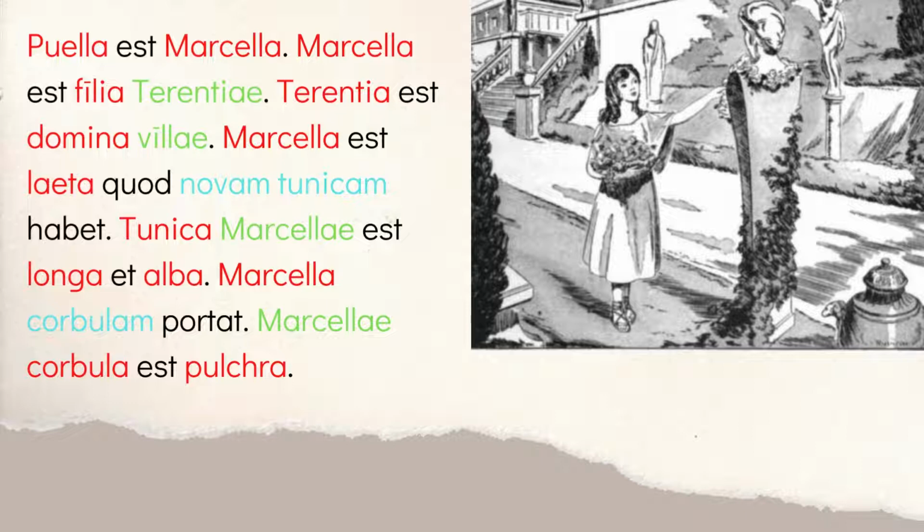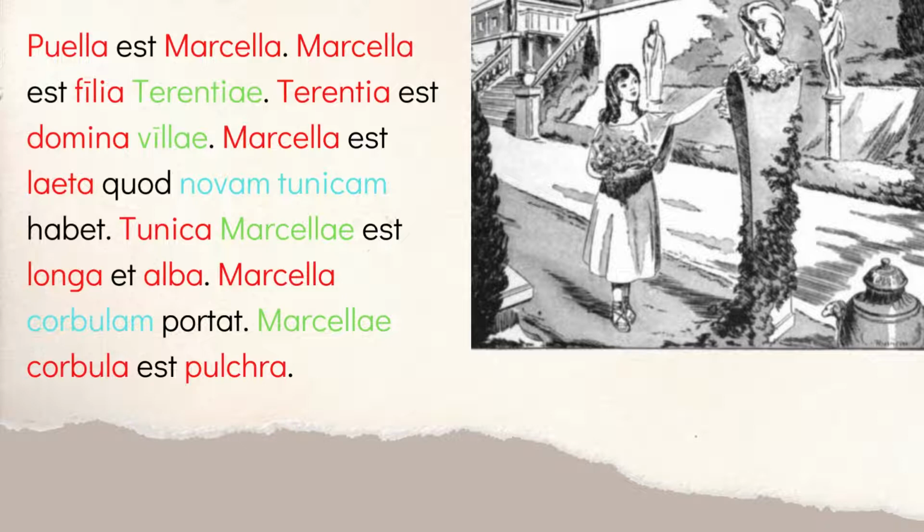Then we continue. We have Marcella est laeta, quod novam tunicam habet. So Marcella is happy, right? She's happy because, here we have our conjunction, so we're starting a new phrase. Habet, she has, right? She has or holds. Has probably works best here. She has a novam tunicam. The am ending is a direct object. It's accusative case. So what does she have? She has a new tunic, right?